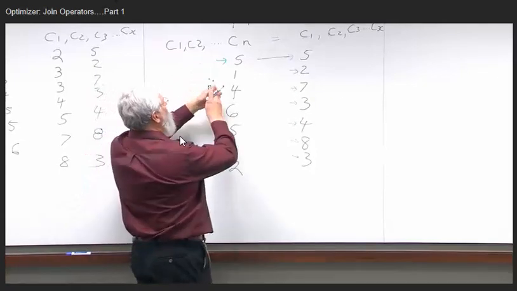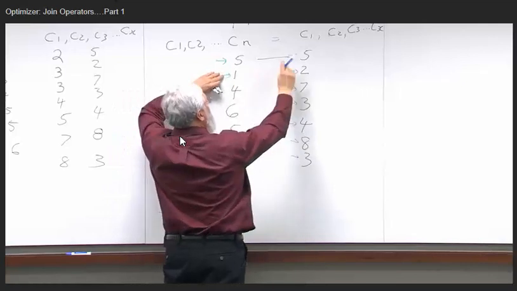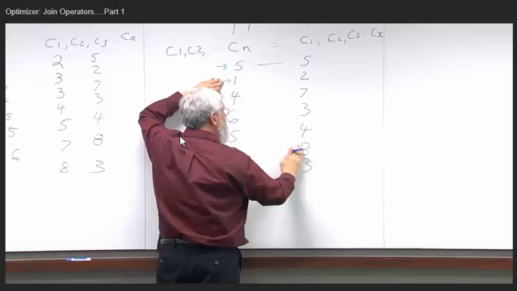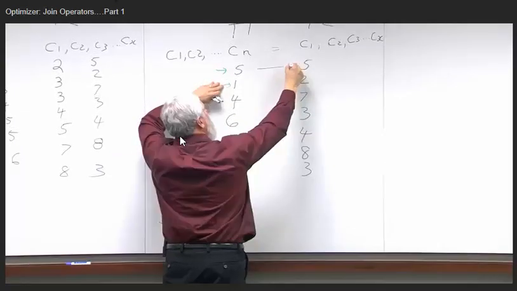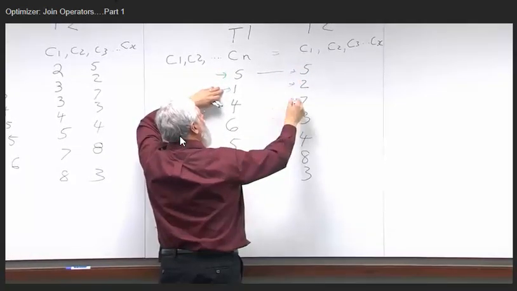I need to read this one. Are they equal? No, no, no, no, no, no, no. There is no match for 1. So there's no output from that. And then I start over again.